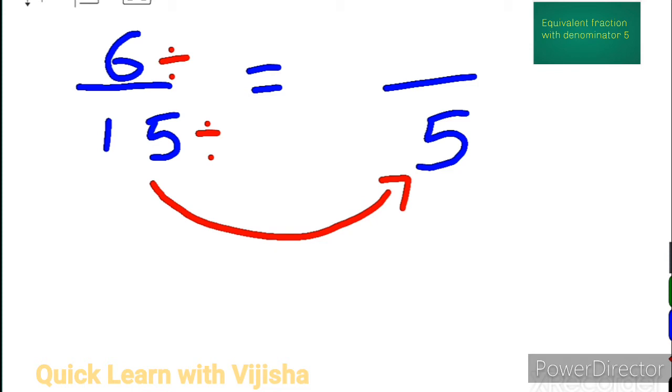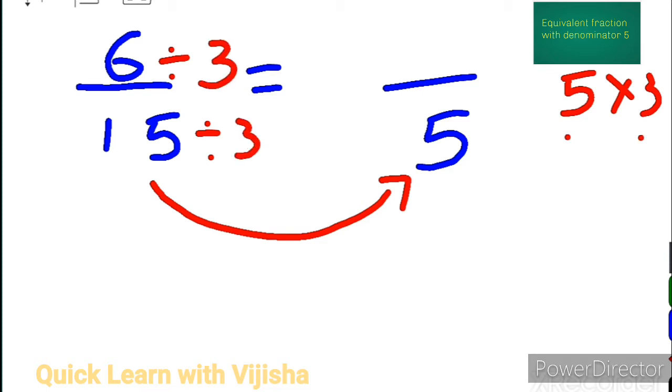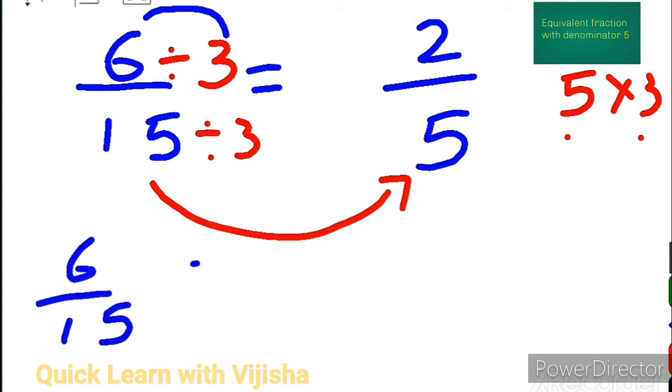So 15, when will it become 5? When you multiply 5 with 3, 5 3s are 15. So you already have 5 there. You will divide with 3. Understanding children? Now what will be the answer? 3 2s are 6. So for 6 upon 15, your equivalent fraction will be 2 upon 5. We have reduced the terms by division.